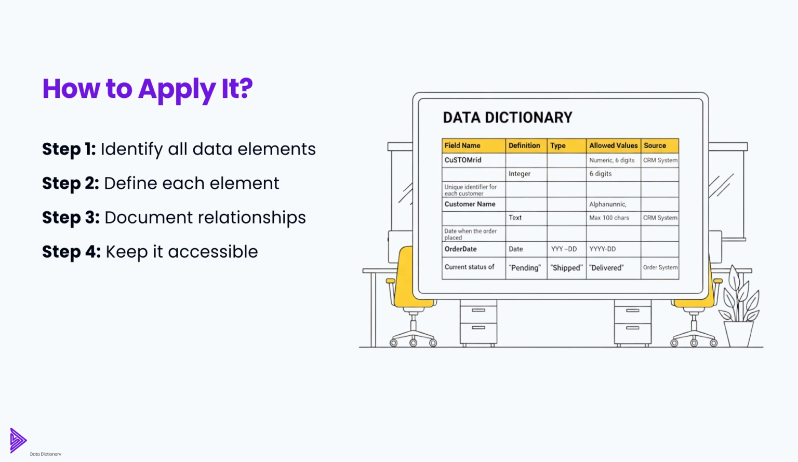How do you actually create a data dictionary? Start by identifying all data elements. List everything in systems, reports, and forms. Then define each element: name, clear description, data type (integer, string, date), allowed values, and source. Document relationships. Show how fields connect, for example, customer orders. Keep it accessible. Make the dictionary a living document everyone can reference. Tip: use a simple table template with columns like field name, definition, type, allowed values, and source. It's practical and keeps things real.